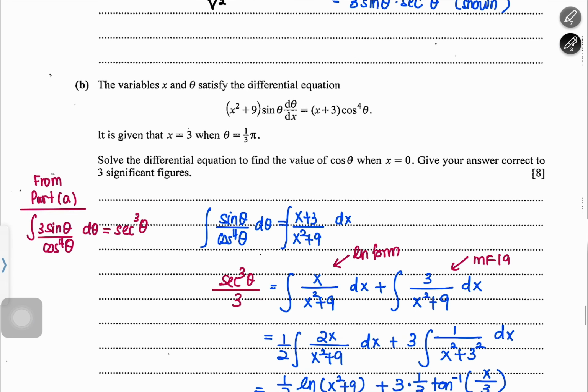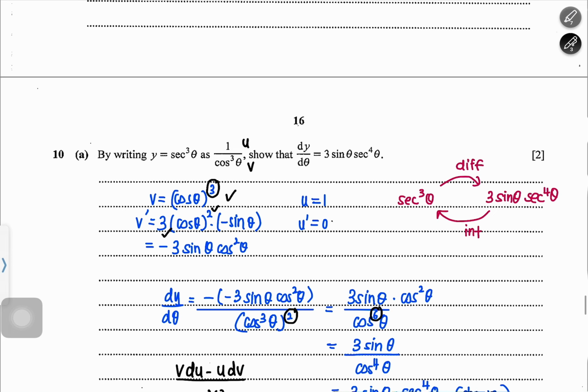Now part B. They are saying this is definitely a differential equation, and it is an 8-mark question. I am very sure most of you have rearranged the variables correctly, the theta with the theta, the x with the x. Now, how do you solve this one? It is actually from your part A. In part A, when you differentiate secant cube theta, your answer is going to be this, and you managed to prove it. So the reverse process is definitely integration.